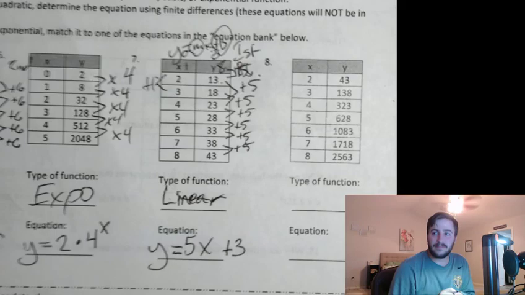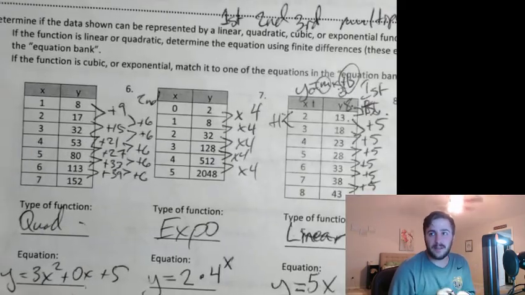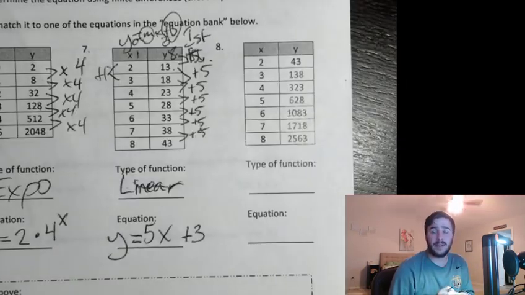What do we got left? Quad, expo, linear. What's this got to be?